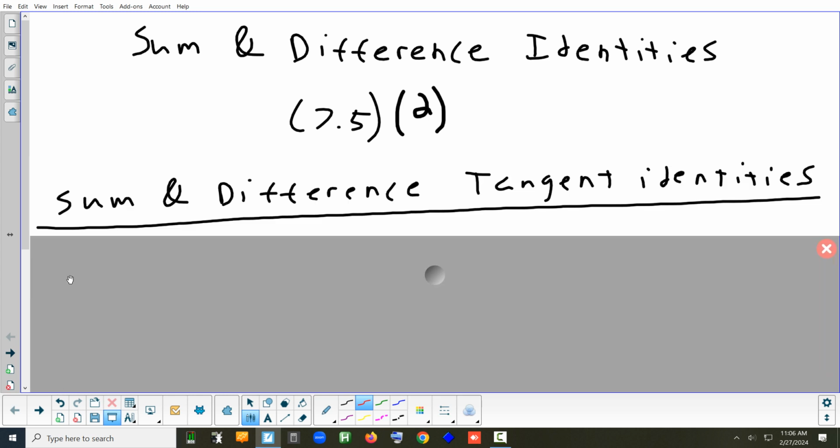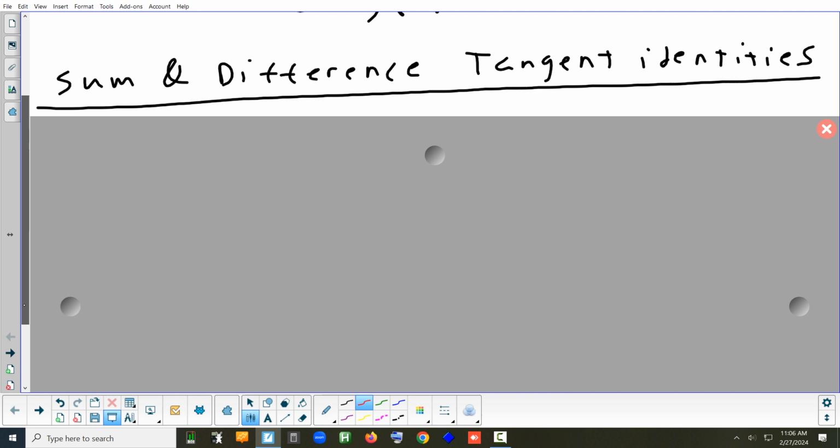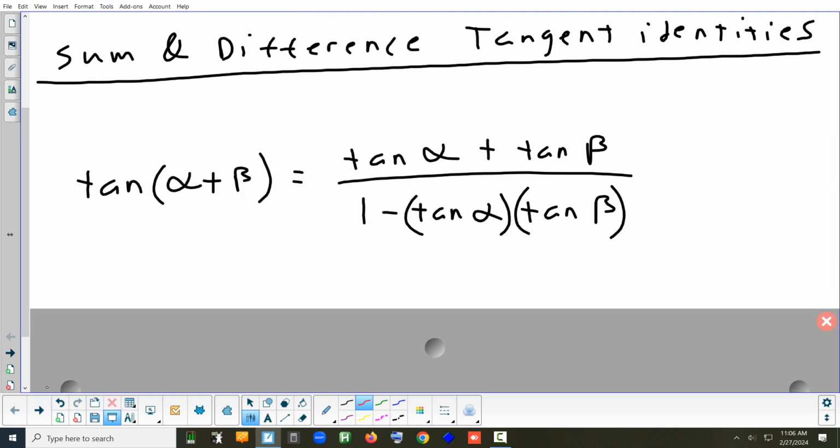We had several sum and difference identities we talked about yesterday. We did the sine and the cosine ones pretty in-depth. We went through lots of examples. I didn't do a lot with the tangent ones, so we're going to look at that more today. That's the tangent of a sum.